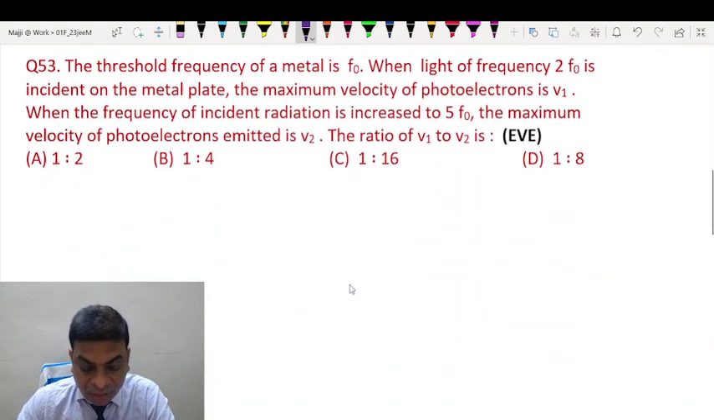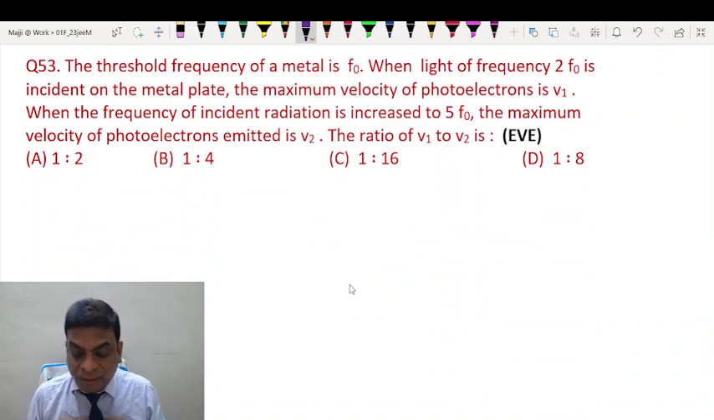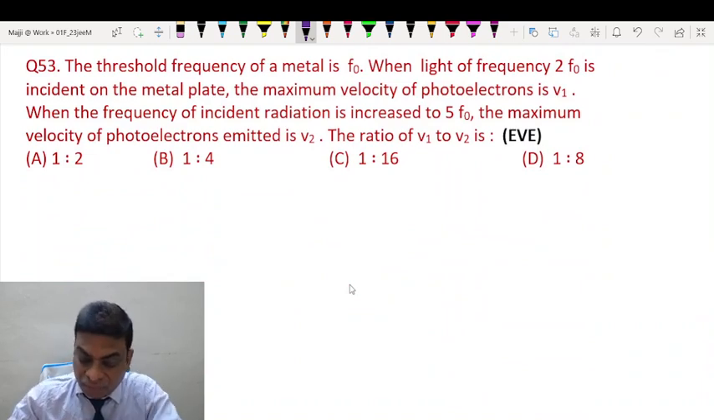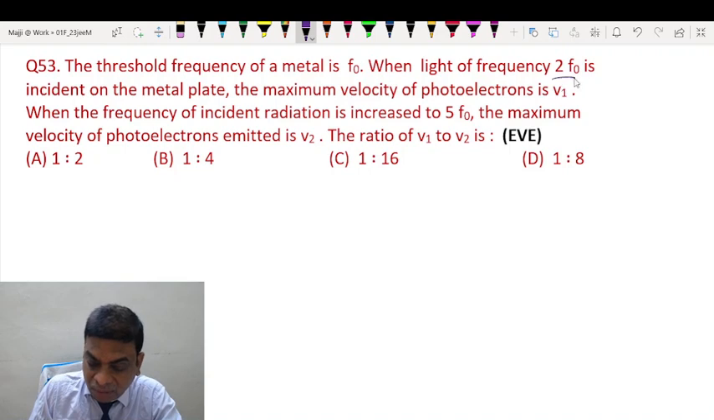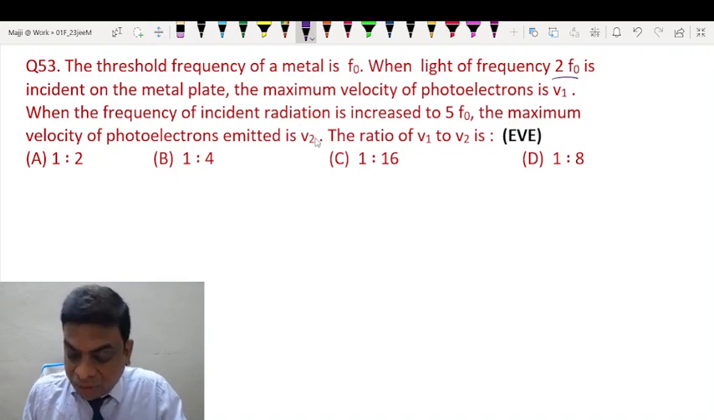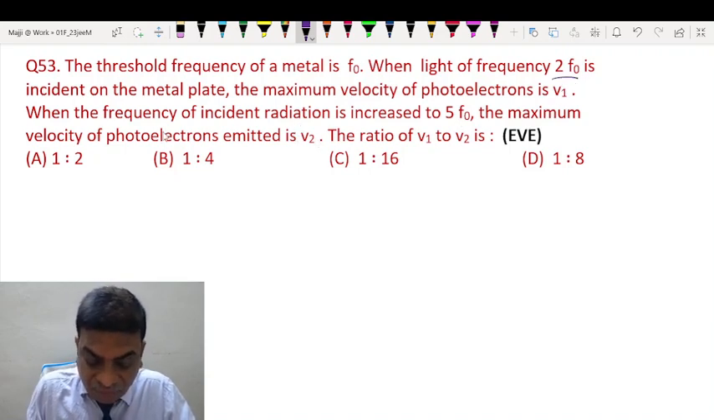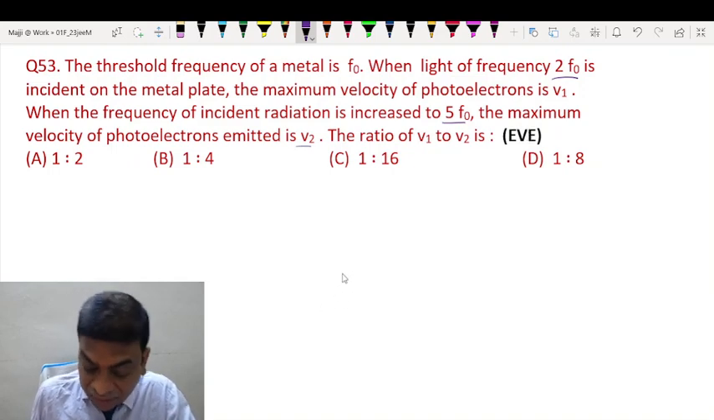Then moving to the next question. The threshold frequency of a metal is f naught. Light of frequency 2 f naught is incident on the metal plate. The maximum velocity of photoelectrons is v1. When the frequency of incident radiation is increased to 5 f naught, the maximum velocity is v2. Find the ratio of v1 by v2. So this question is based on Einstein's photoelectric equation.